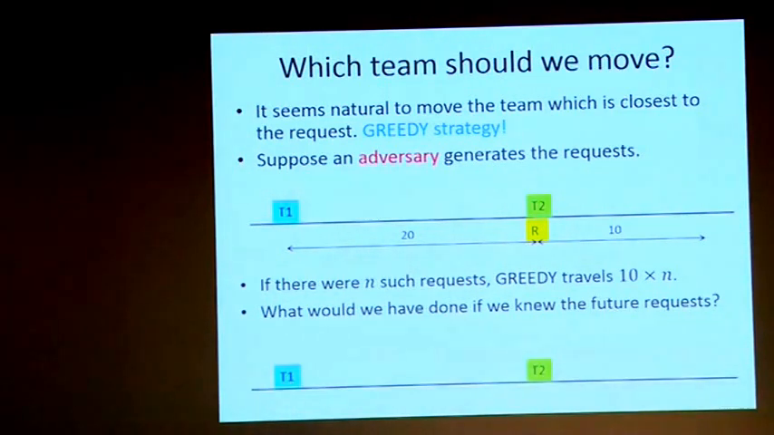Okay? What will I do now? The moment the first request comes, which team am I going to move there? T2? Why not just move T1 all the way there? Yeah? So now the next request is coming at where T2 is. T2 can serve it without moving. The next request is going to come where T1 is. T1 can serve it without moving. And so the total distance that my teams travel for the entire sequence of n requests is just 30 units. Okay?